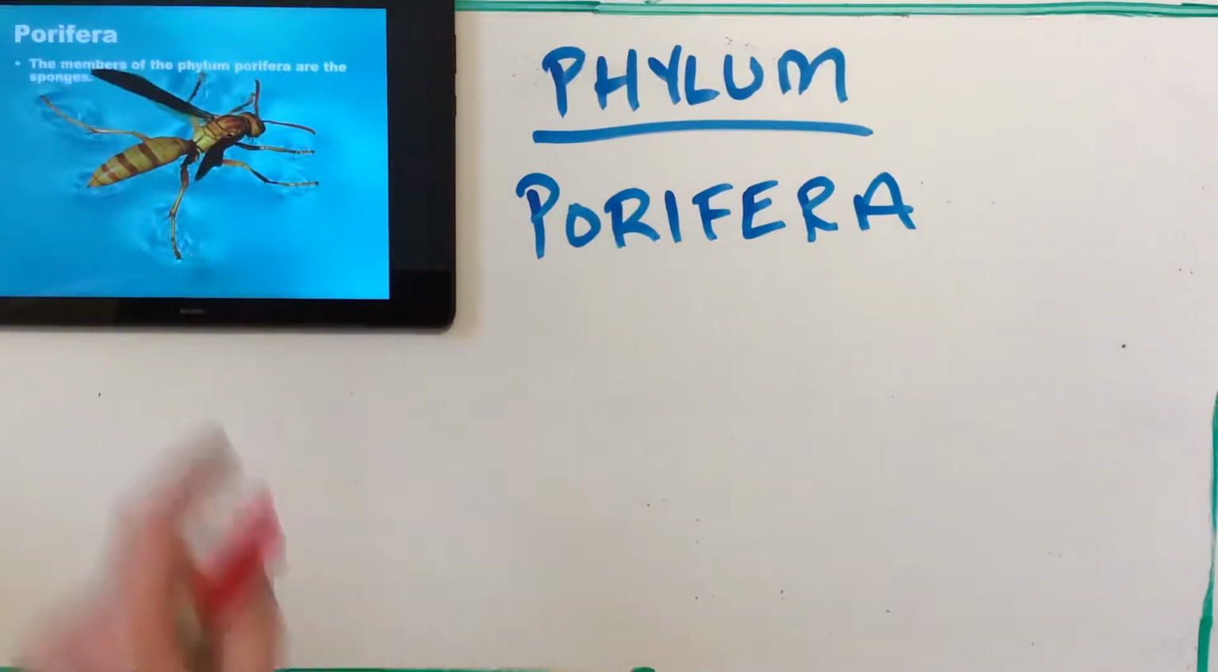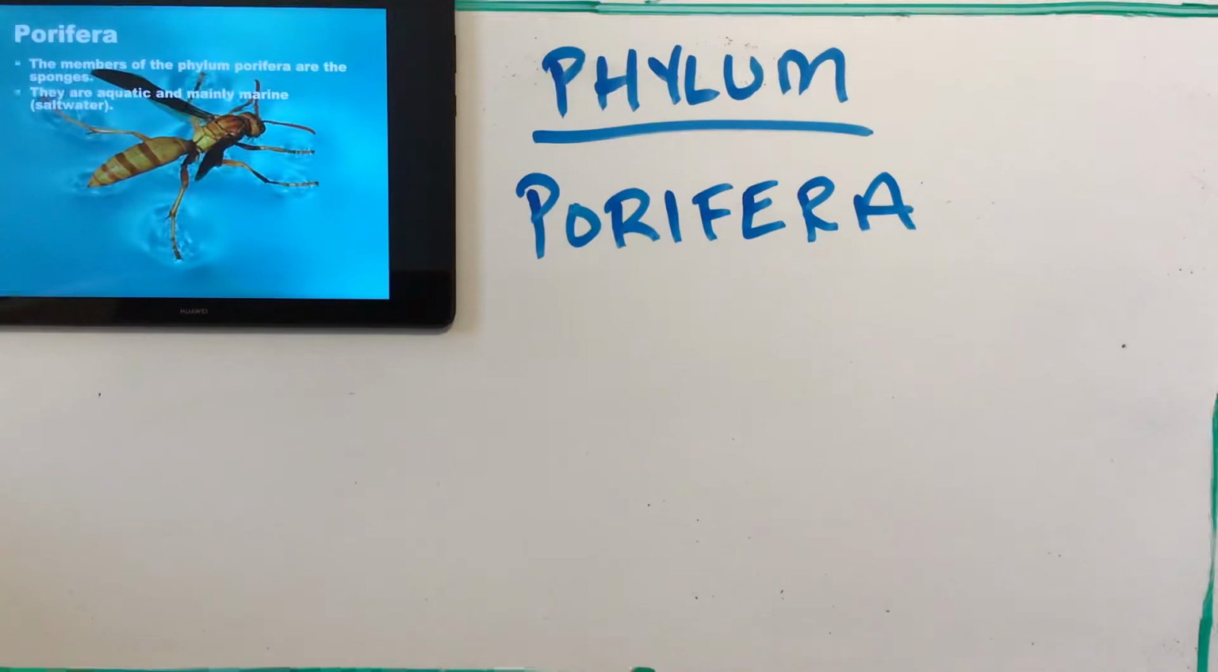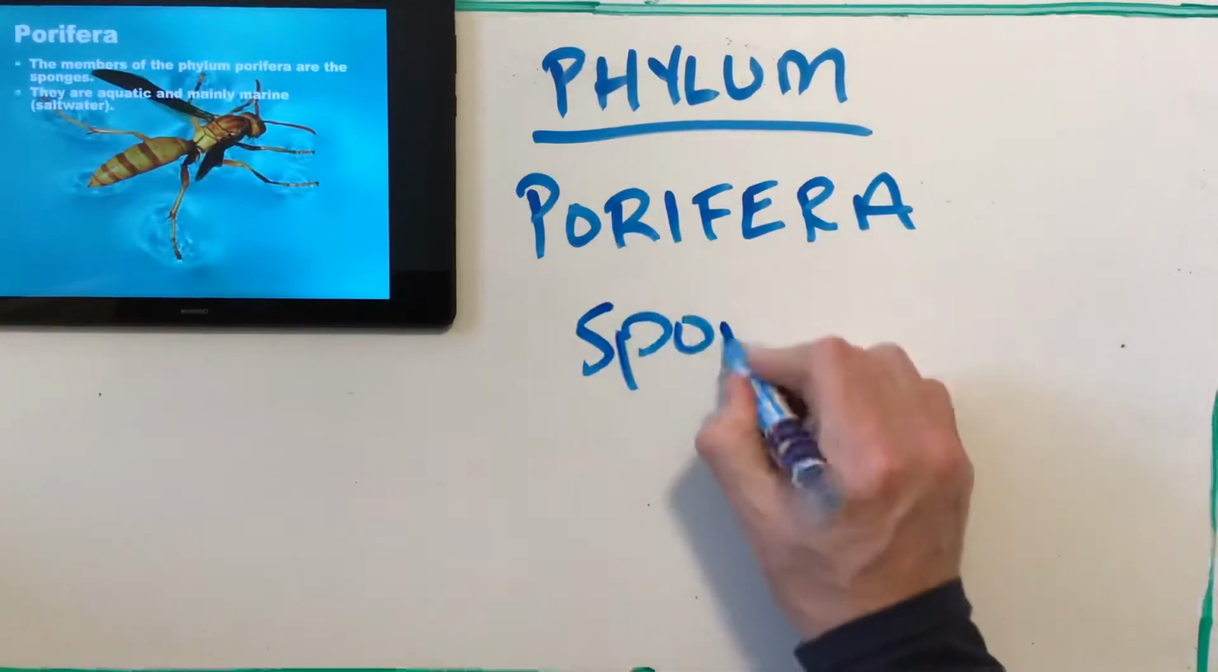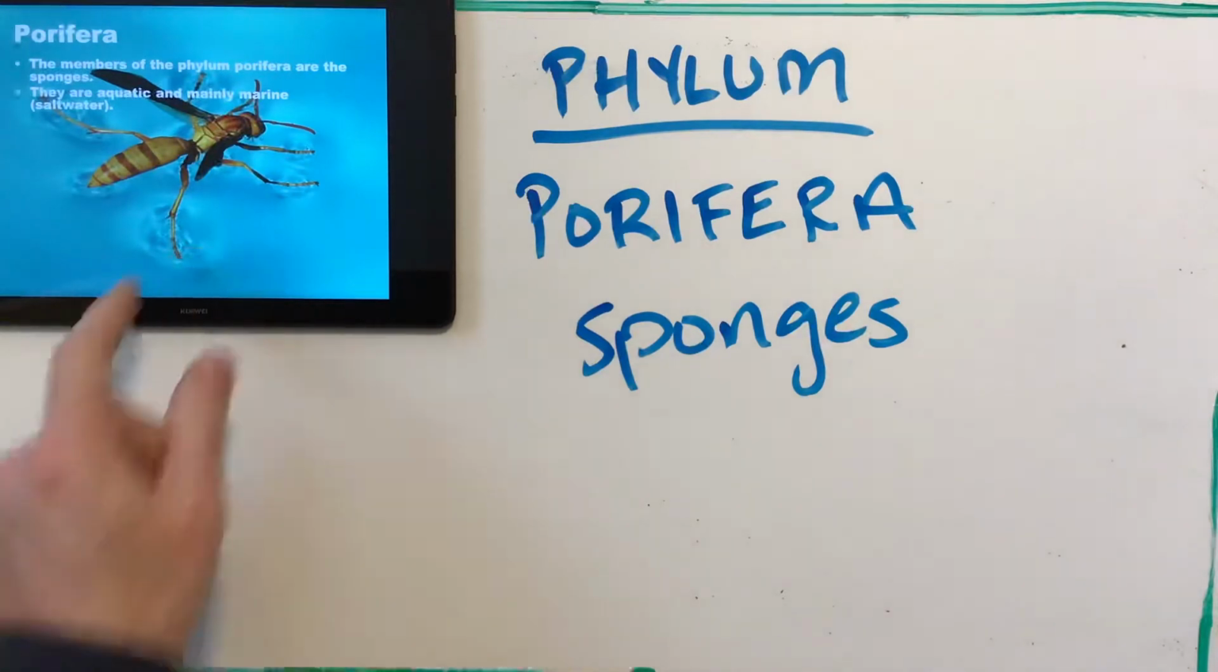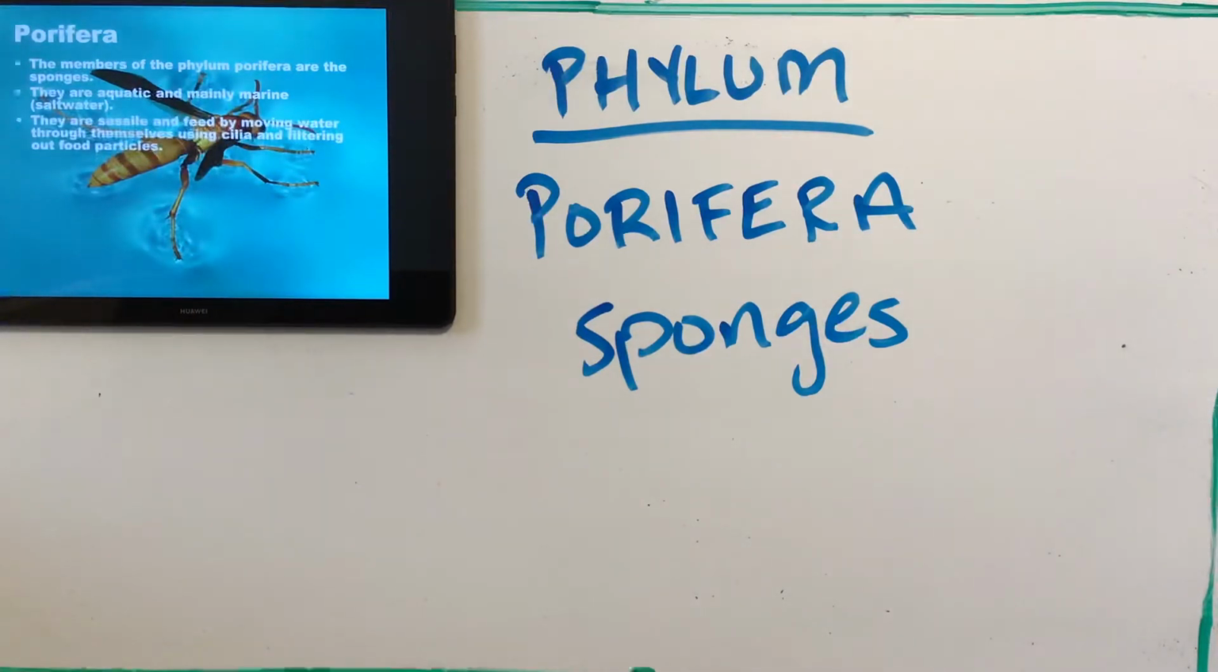The poriferans, they're the sponges. All right? So poriferans are sponges. They are aquatic. They live in water. And it's mainly marine, so saltwater oceans. These are ocean creatures. They are sessile. Sessile, we just said, means that as an adult, they're stuck to the ocean floor, and so they can't move around.